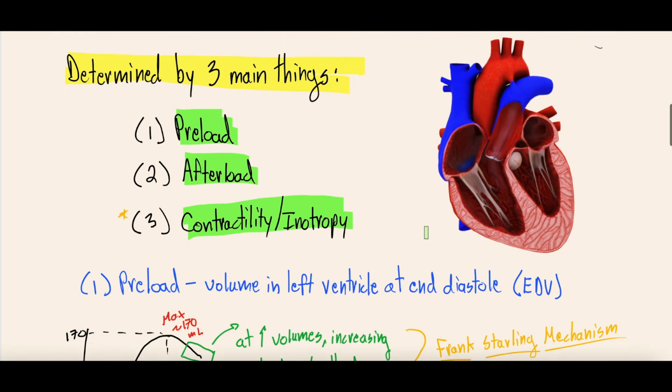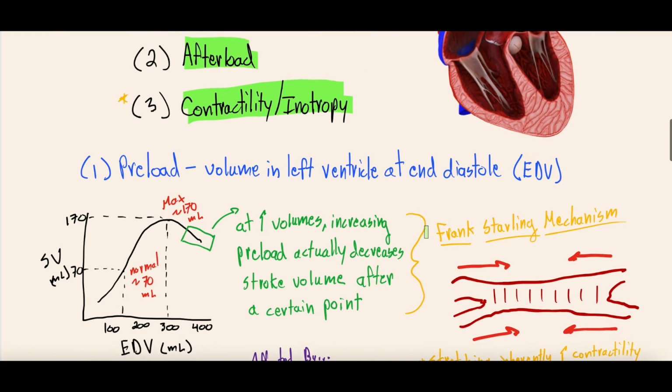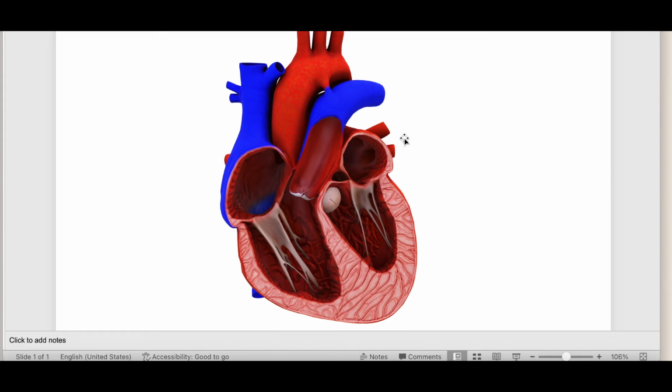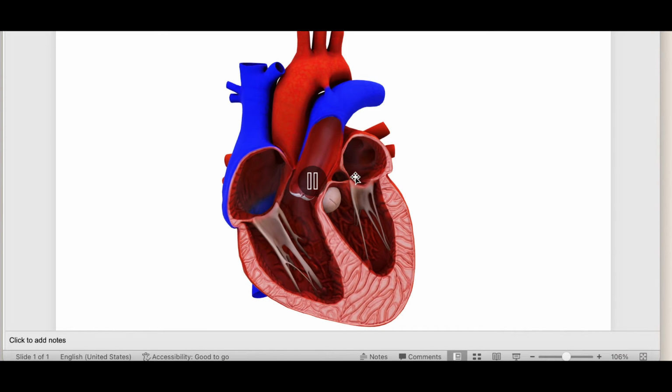Starting with the preload. What is preload? Well, preload is the volume in the left ventricle. We could even erase left, because it could be right or left, but it's the volume in the ventricle at the end of diastole. So if we go back to our video, remember we said end diastole is when the ventricle is completely full of blood. See, it's relaxing and filling, relaxing and filling, relaxing and filling, and that's the end diastolic volume.